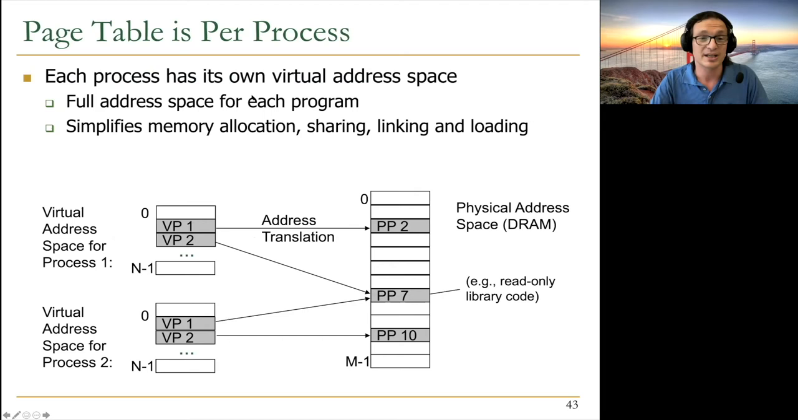So each process has its own virtual address space. Each process sees the full address space. And this simplifies many things as we have discussed in the past. I'm not going to discuss it again, but each process can have access to its own pages, but they can also share the pages as you can see over here. So different processes, different virtual addresses can be mapped to the same physical page. This could be read-only library code, right? You don't want to necessarily replicate it. It could be some shared data between the processes that can be allocated using system calls also.